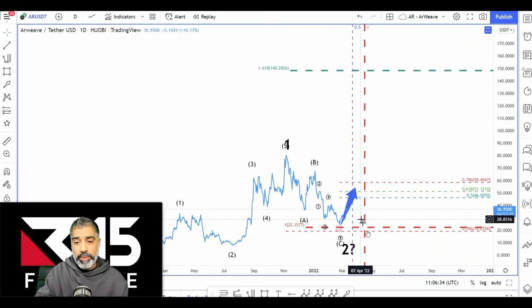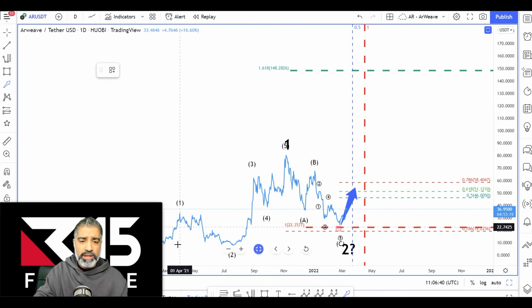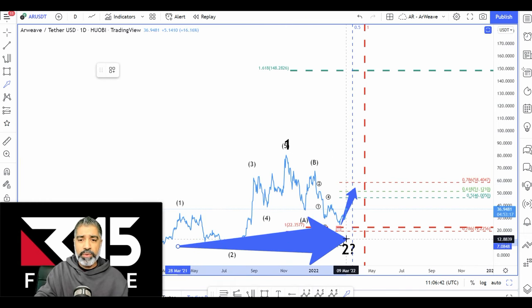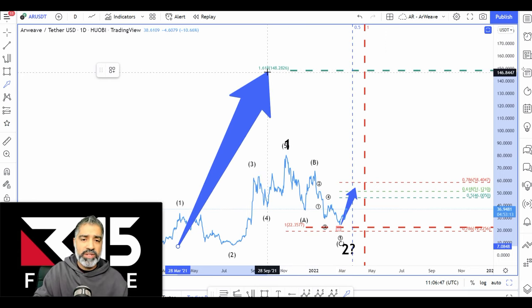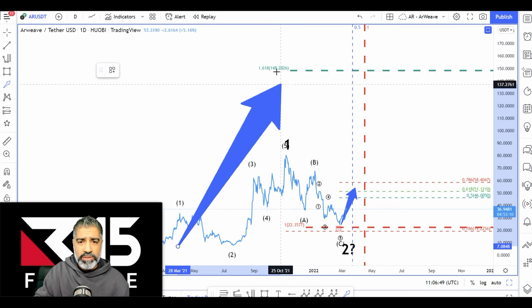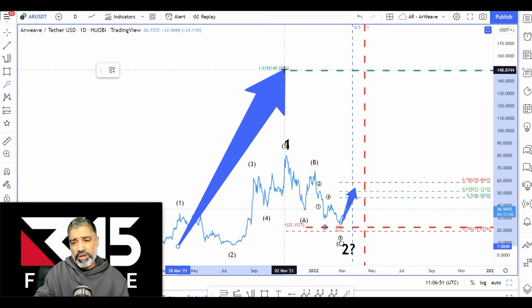But then on a macro picture, what we're really thinking is after a wave 1 and a wave 2, which is what we projected in advance. You'll see this, we did this in the last video. Pretty much bang on. Is after a wave 1 and a wave 2, you'll typically get a wave 3. And the most typical wave 3 ratio is 1.618 of the wave 1. So we're talking about $150, just under $150.